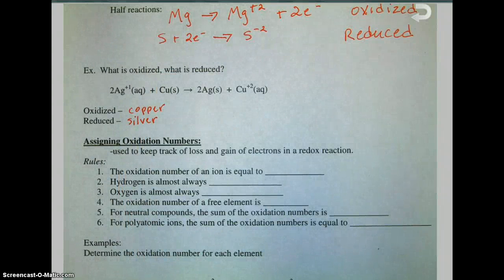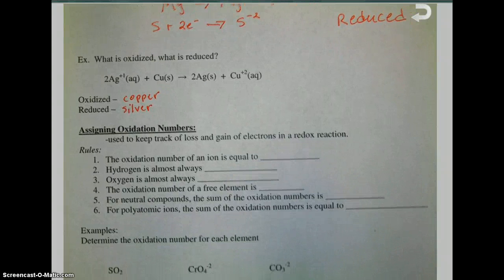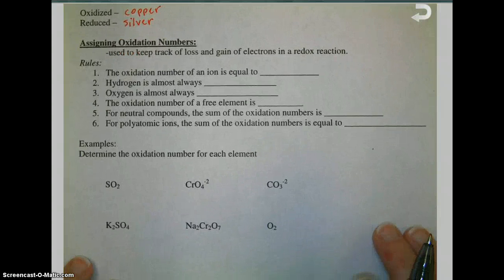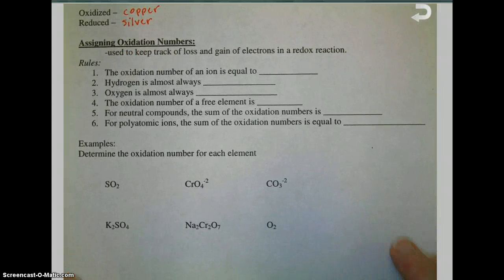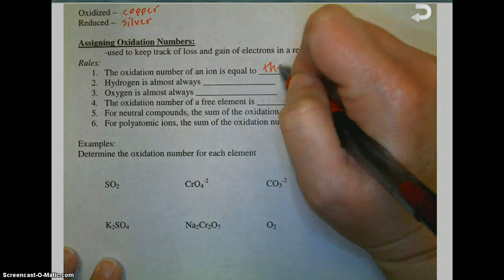Okay, now not all redox reactions are that straightforward. Some of them are a little more complicated. So to figure out what's being oxidized and reduced, we're going to assign oxidation numbers. And this is basically just to keep track of the gain and loss of electrons. It doesn't mean anything other than that. So we do have rules that we need to use when we're assigning oxidation numbers. The first rule says that the oxidation number of an ion is equal to the charge of the ion.